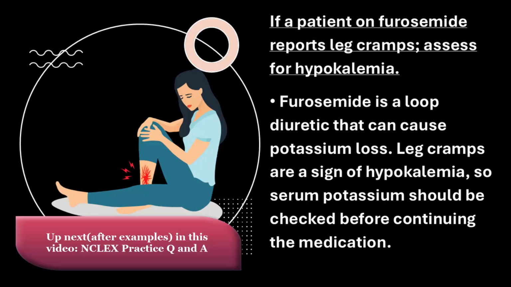You've got this. Example number 5. If a patient on furosemide reports leg cramps, assess for hypokalemia. Furosemide is a loop diuretic that can cause potassium loss. Leg cramps are a sign of hypokalemia, so serum potassium should be checked before continuing the medication.